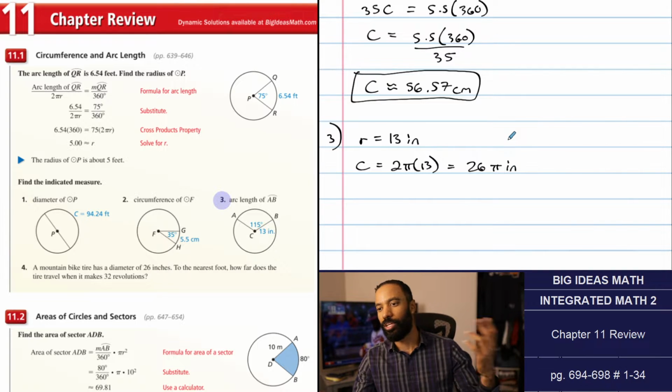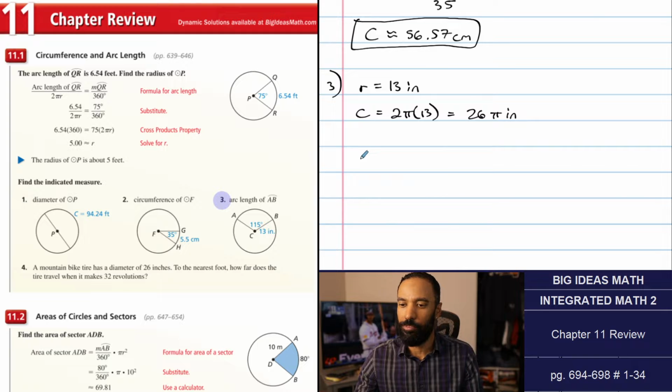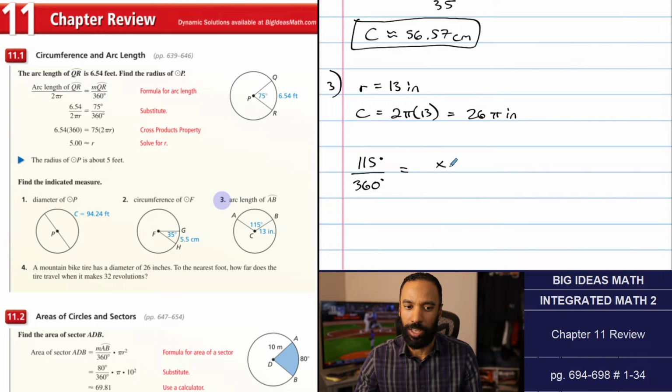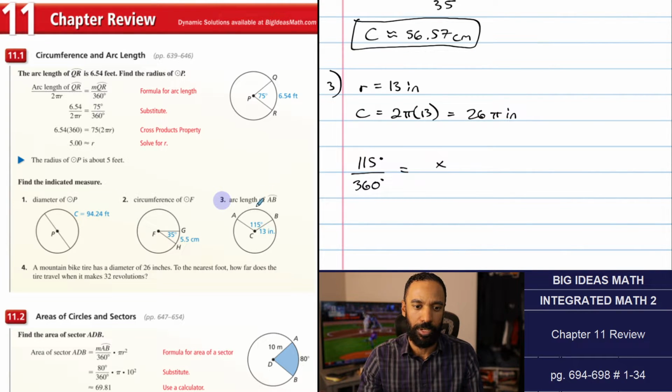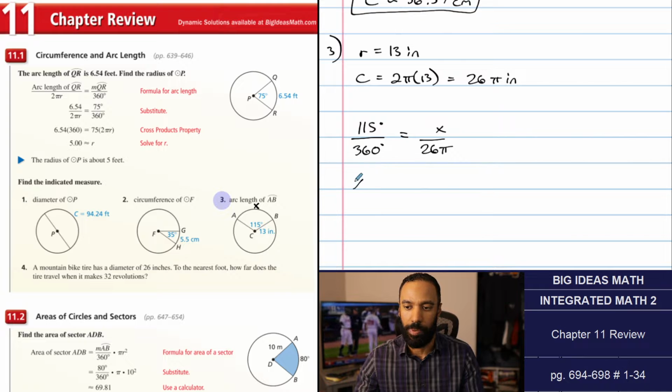Now, I could round it, but I'm going to use this calculation in a future answer. So let's do what we did before. What 115 degrees is out of 360. The arc length AB, and I'll just call it x for now. I'm even going to put an x here to help you. The arc length of AB is out of the circumference of the circle, which is 26 pi. So if I multiply both sides by 26 pi, that'll be x's answer. 115 over 360 times 26 pi.